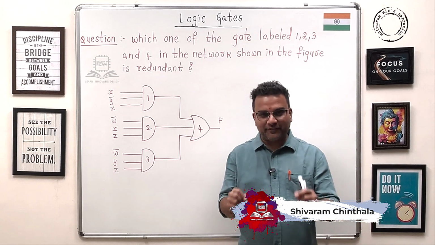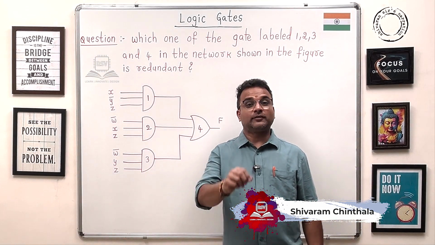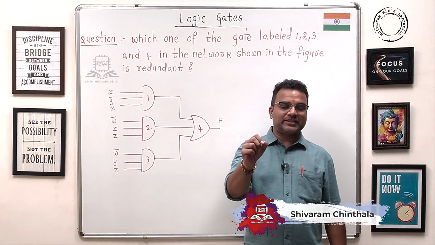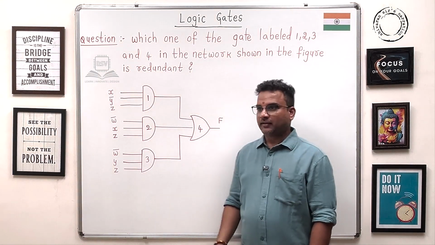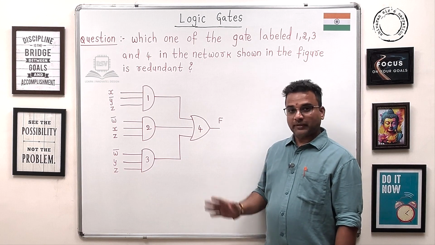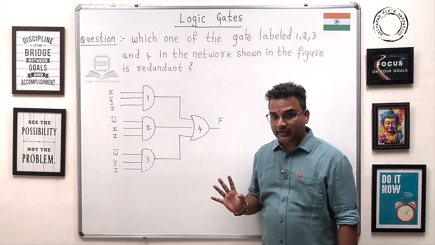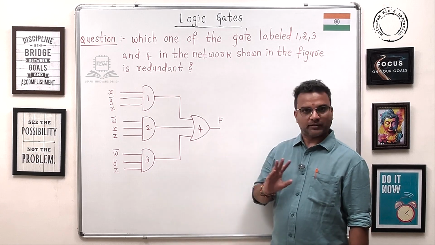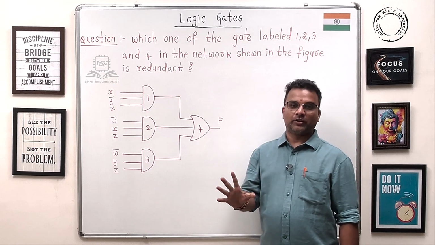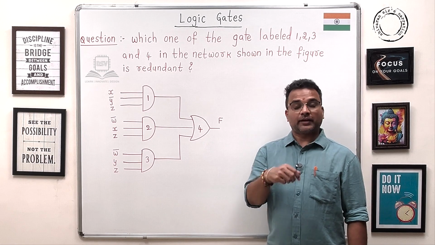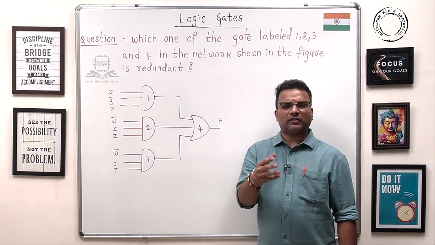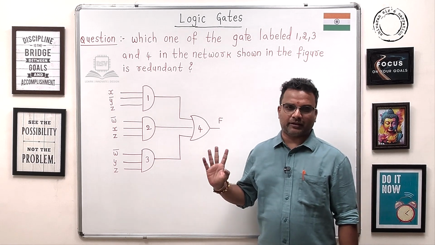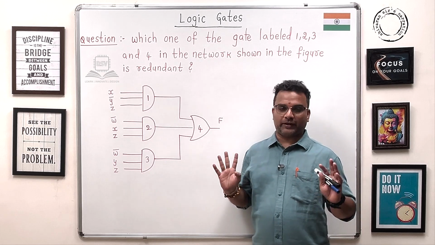Here again we are taking one more good design challenge. Yes, it is a design. In this design, one of the gates is redundant. What is that? We want to find out. That's it guys, that's the question. We need to identify the gate which is redundant, not required, unnecessarily taken. What is that we need to find?